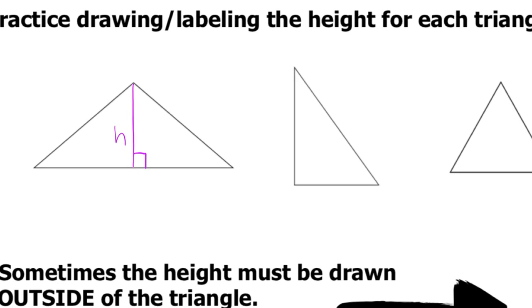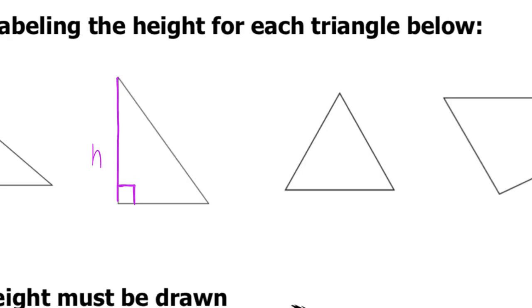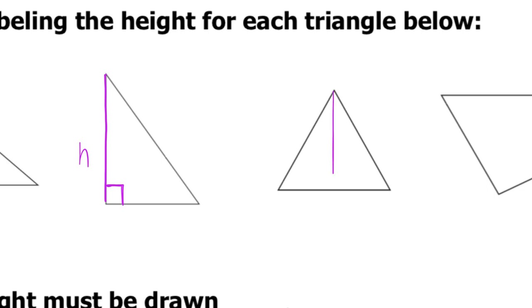In a right triangle, let's assume for a second that this one is a right triangle, the height would actually be part of the triangle. It would just be this side right here. Here's another example where the height would be right down the middle as part of the triangle, perpendicular to that base on the bottom.